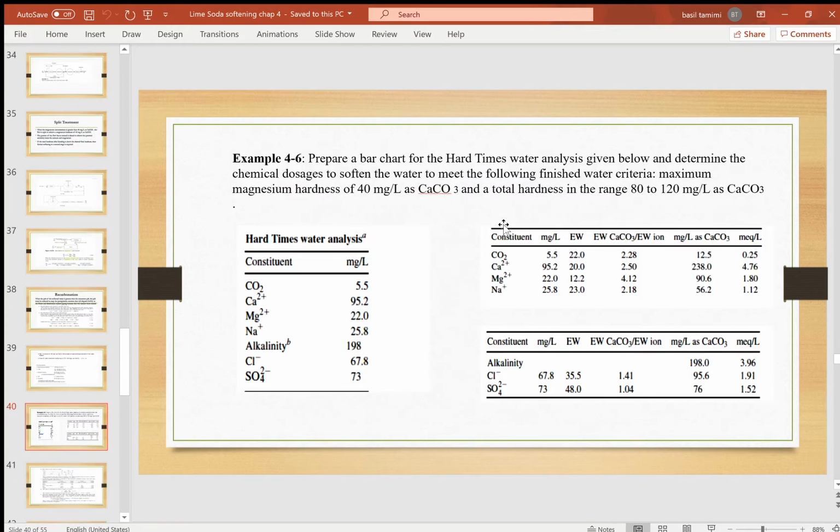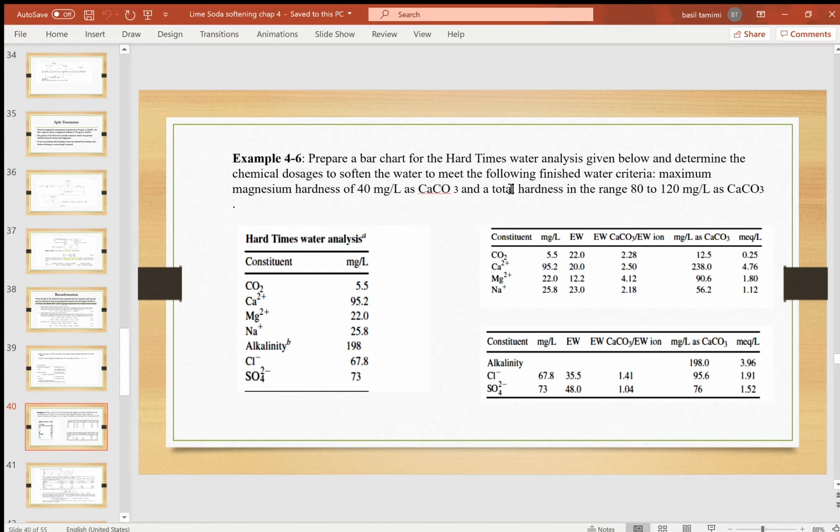All right, let's discuss this problem where we are asked to go through the different softening scenarios. So let's see what we have here. We need to prepare a bar chart for hard water. So you have the analysis, as you can see in this table. You have all the constituents: the carbon dioxide concentration, the calcium, the magnesium, and the alkalinity.